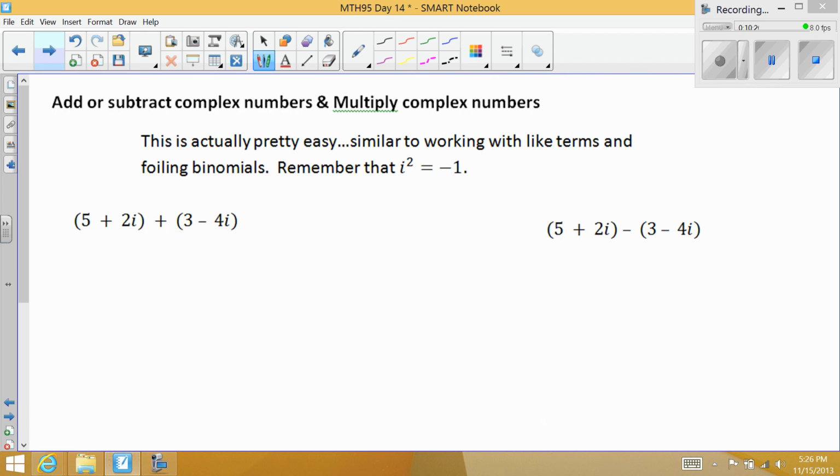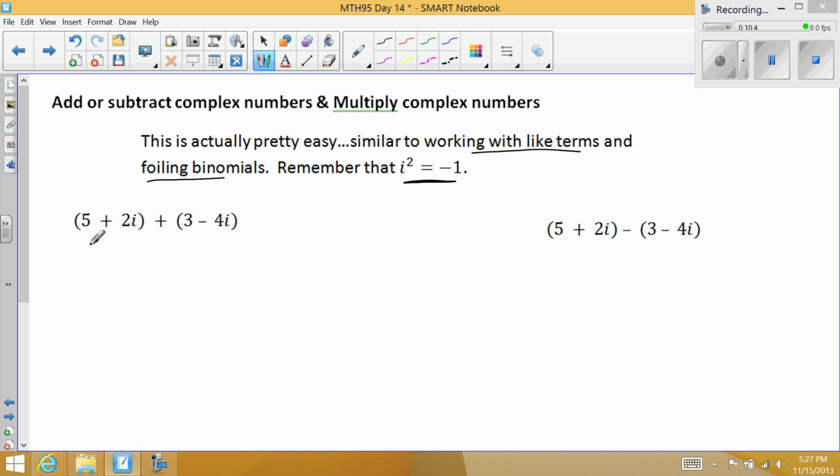Okay, back to our symbol manipulation. We can add or subtract complex numbers, and we can multiply complex numbers. A lot of it is similar to working with like terms and foiling binomials, things you already know how to do. Just keep in mind that i squared is equal to -1. That allows us to do some simplification on some of these.